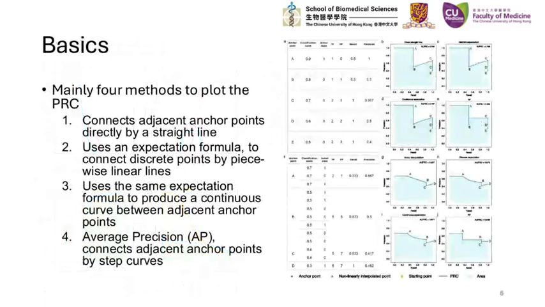There are 4 primary methods for plotting the precision recall curve. The first connects adjacent anchor points with straight lines. The second employs an expectation formula to connect discrete points with piecewise linear segments. The third utilizes the same formula to generate a continuous curve between points. The fourth, known as average precision or AP, constructs the curve using step functions.